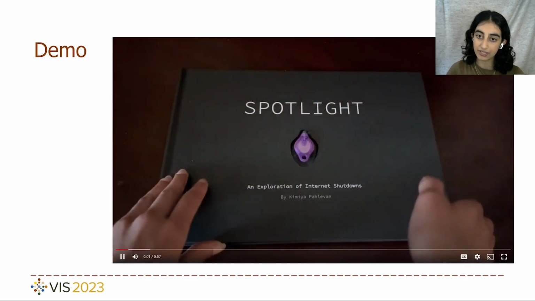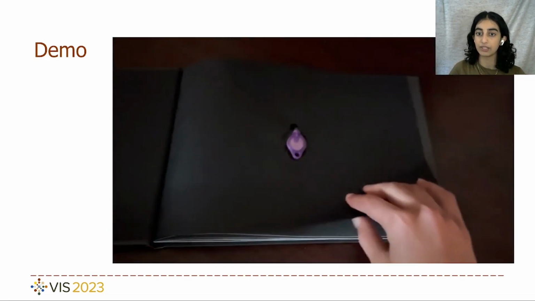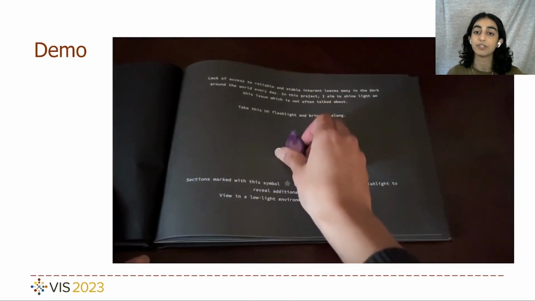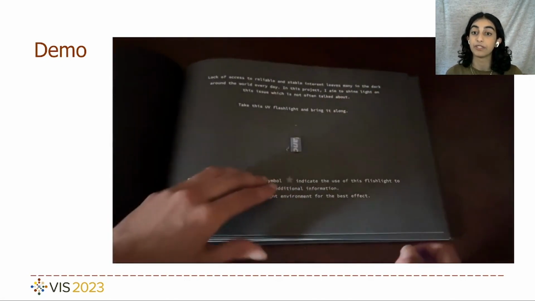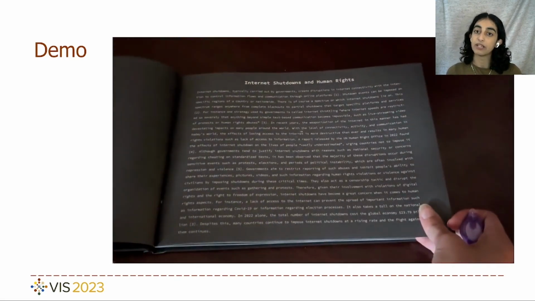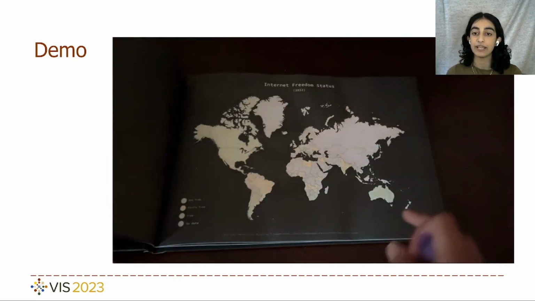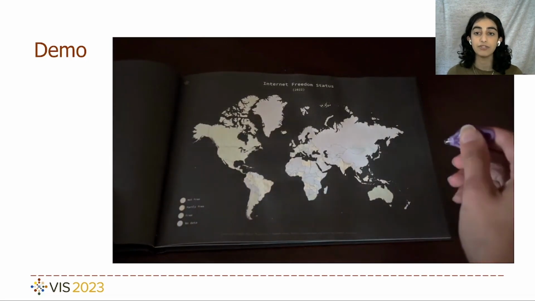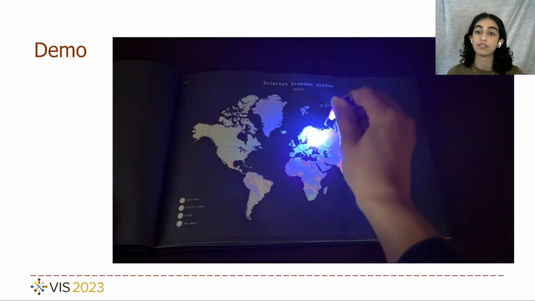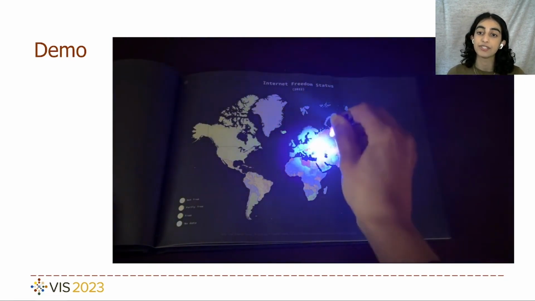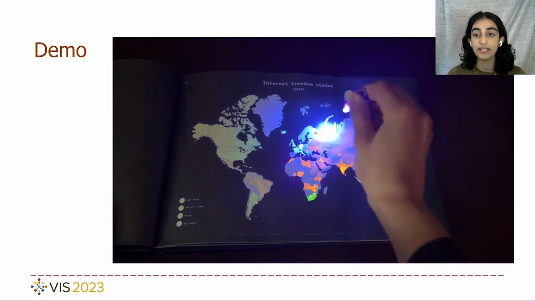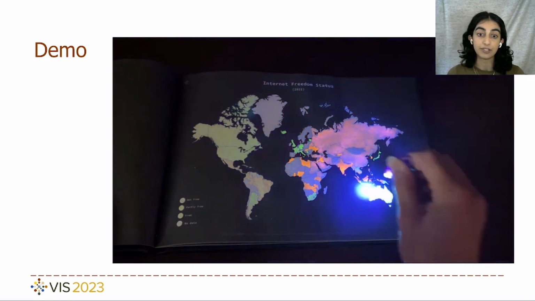And as you can see, in the book, the viewer is presented with a UV flashlight in the very beginning, which they're going to use for the glow-in-the-dark features that we have in the book. They're going to see some text about internet shutdowns and human rights, and then we get to our first data visualization, which is a map of the internet freedom status in different countries around the world. And as soon as they start applying the UV flashlight, the glow-in-the-dark paint gets activated, and they can see what each color means.